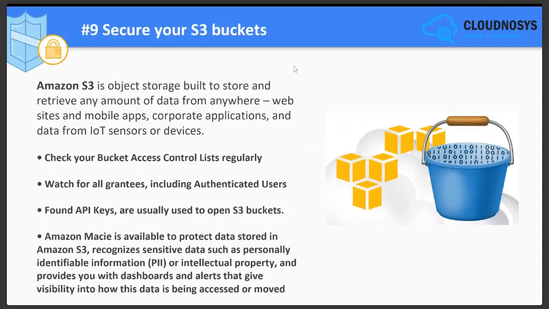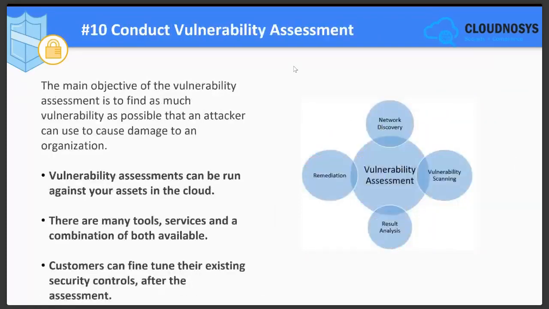So that's the flow. Number 10, the last one, is about conducting vulnerability assessment. And again, you're going to need tools and capabilities for that. AWS and other vendors have all the logging data, all the metadata, all the configuration data.